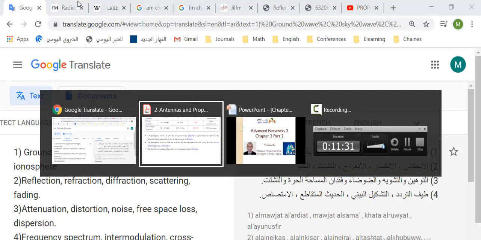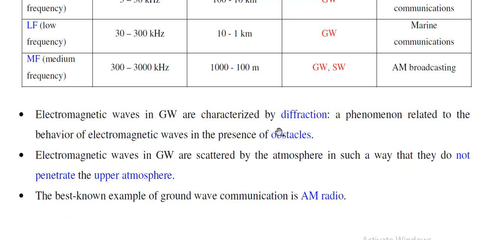Right. So diffraction means that the signal, since it is transmitted by ground, whenever it touches the ground, it will diffract. It won't be absorbed. It will be diffracted.